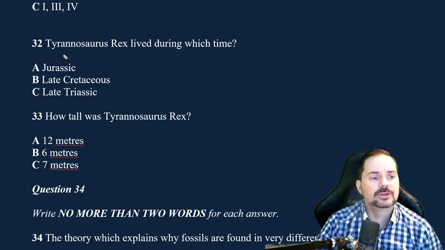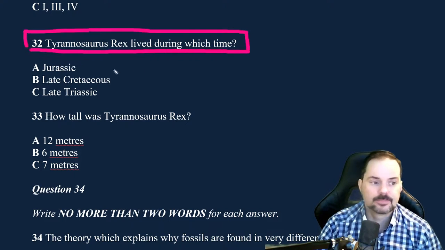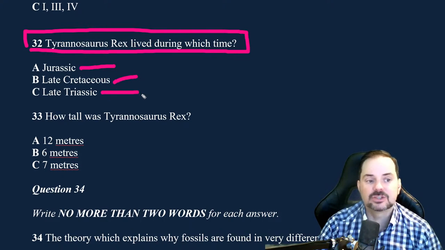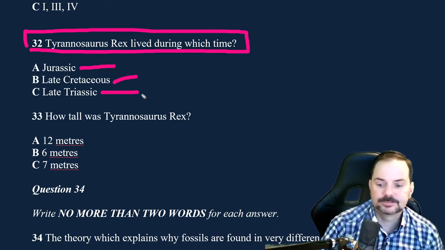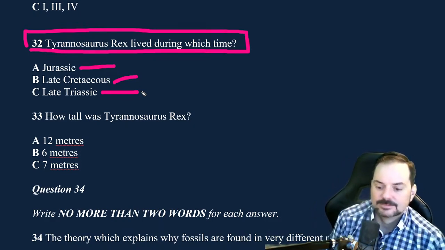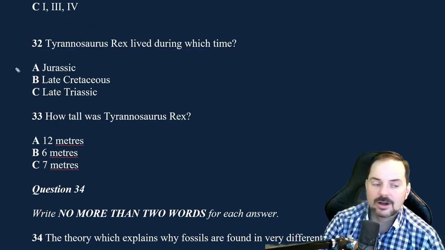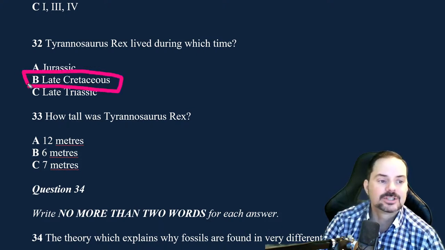Okay, number 32. Tyrannosaurus rex lived during which time? A. Jurassic. B. Late Cretaceous. C. Late Triassic. Correct answer is B. Late Cretaceous.